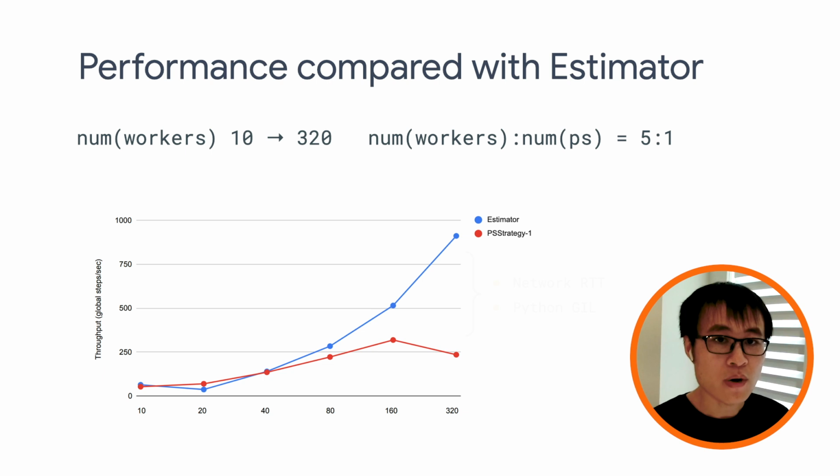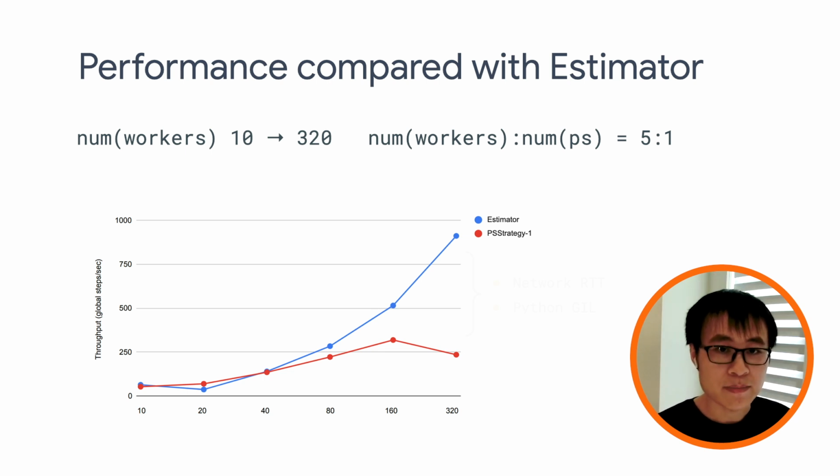We have the number of workers growing from 10 to 320 on the x-axis, and we have the measured throughput in terms of global steps per second on the y-axis. Note that the x-axis is in log scale, and we also increase the number of parameter server instances proportionally to keep the ratio of workers to PS at 5:1. According to the TFX team, this ratio is a production practice by default.